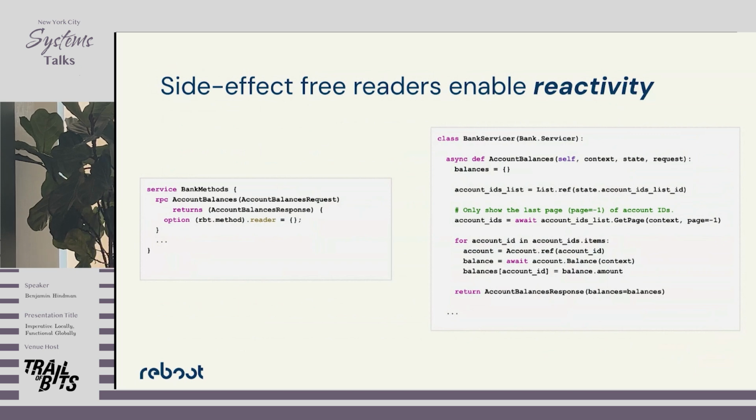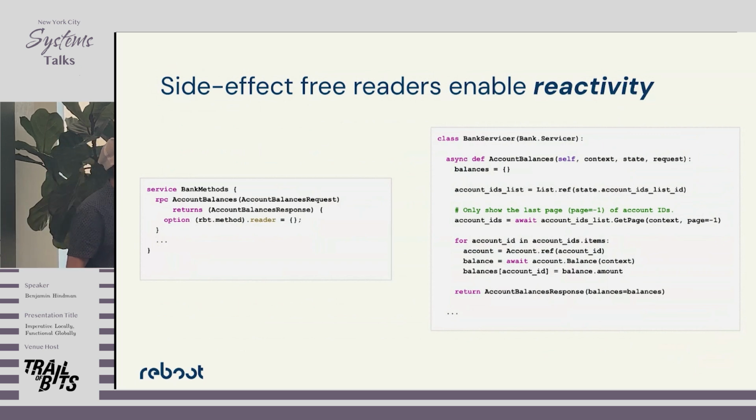What does it do? It reaches out to some other durable data structure, a list. From that other durable data structure, the list, it gets a page of account IDs. We pass -1 to just get the last page, so the most recent accounts that have signed up. Then we loop through all those accounts, and for each of the accounts, we get their balance. We aggregate that all together in some dictionary, and then we return the dictionary. OK, so that's what the function's doing.